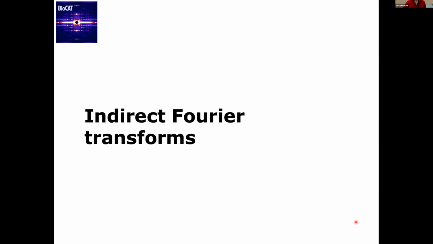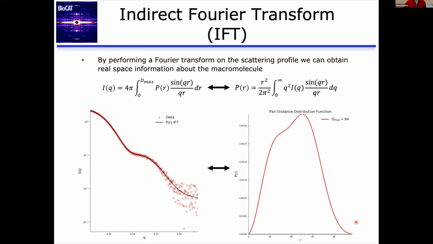So the final thing that I want to go over is indirect Fourier transforms. The basic idea is the scattering profile, as I said before, is in reciprocal space. It's in this 1/distance space. Those of you who have taken a few math, physics or chemistry classes may recognize that the Fourier transform is a mathematical technique that allows you to go between what are called conjugate spaces, in this case, the space of 1/distance and the space of distance. So we can apply this mathematical tool to our scattering profile, and we can get out information about our macromolecule in real space, not just in reciprocal space.